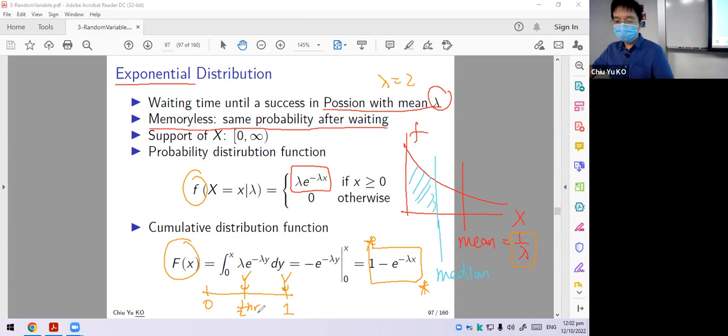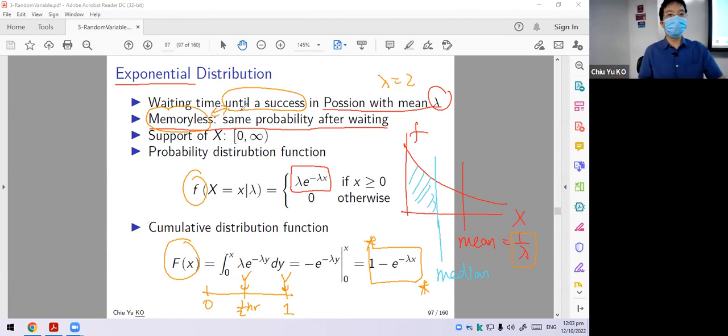And by this example, you can immediately see why we only talk about the first success, because of memory loss. The first success is the same as the second success and the fourth success. So there's no need to have a separate thing, because once you have a success, you restart the whole thing. There's no memory. The history doesn't really matter.